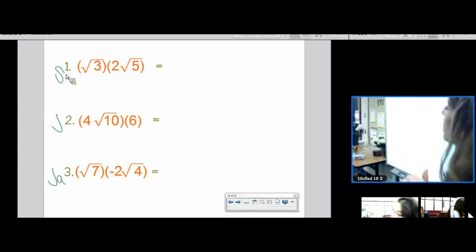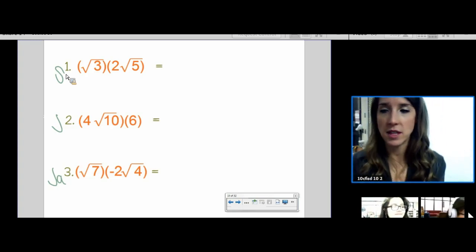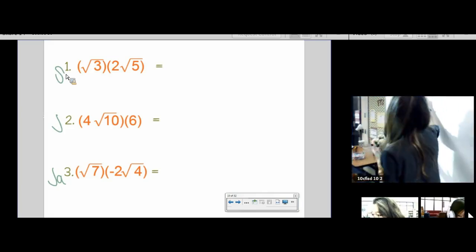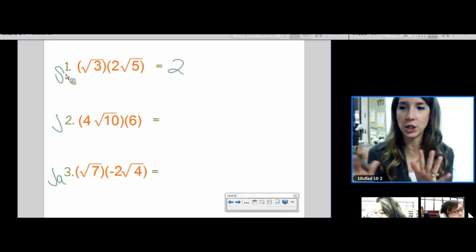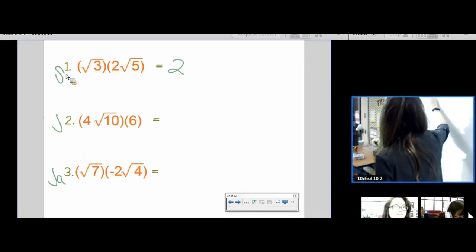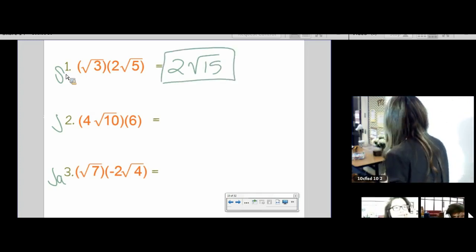All right, let's go over these. So just like we said, you multiply the numbers on the outside separate from the numbers on the inside. Now, what's outside of that radical 3? It's just an understood 1. So it's just like saying 2 times 1, which is 2. So we multiplied all of our integers. Now we can multiply all of our radicals. Square root 3 times square root 5, square root 15, and yes, it is as easy as that.